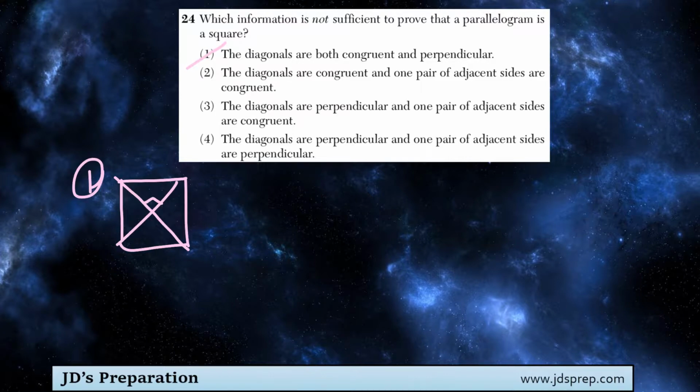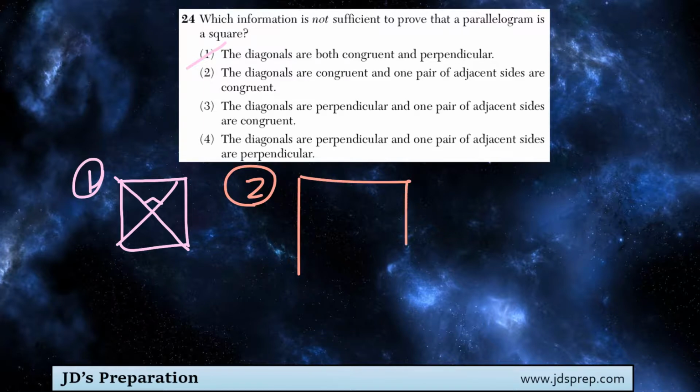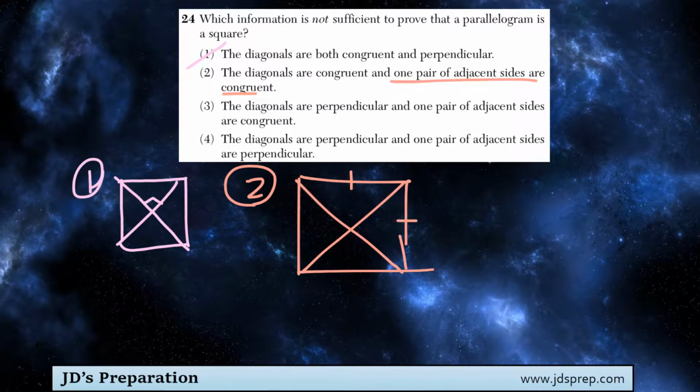Option number 2 says that the diagonals are congruent. So a similar situation. So those are the same length. And one pair of adjacent sides are congruent. So this is the same length as this. Well, if the two diagonals are the same length and these two adjacent sides are the same length, it must be a square. So that's not what we're looking for.